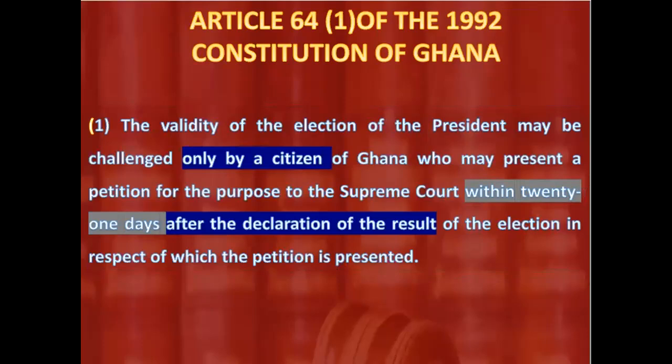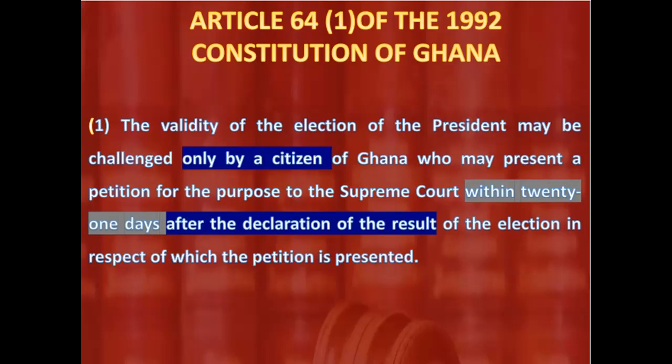So under Article 64, Clause 1, there are critical points that we must note. Number one is that it is only the Supreme Court that has jurisdiction when the petition is in respect of challenging the validity of the election of the president. And then the capacity is given to a citizen of Ghana. And then also, the citizen of Ghana must bring the petition within 21 days after the declaration of the results of the election in respect of which the petition is presented.